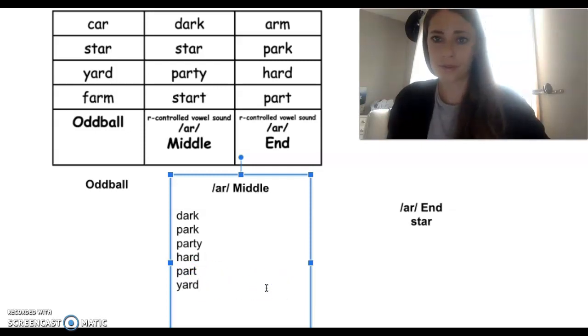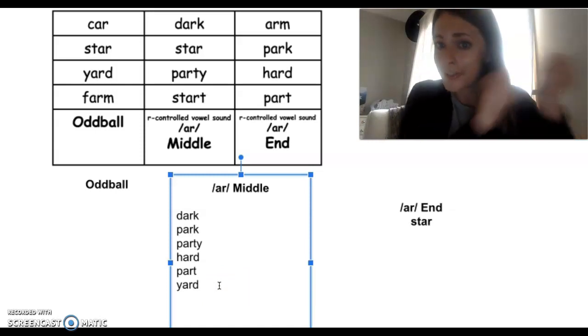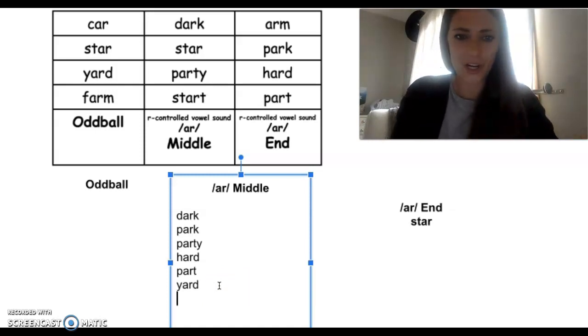Yard. How can you use yard in a sentence? You hear that R sound in the middle of the word. You are starting to mow your yard again. Yard.